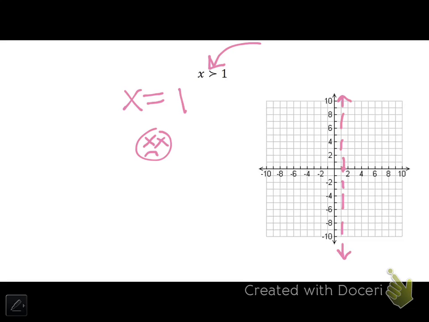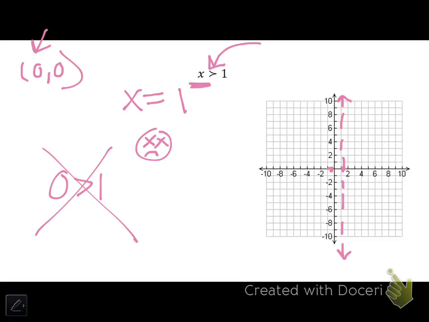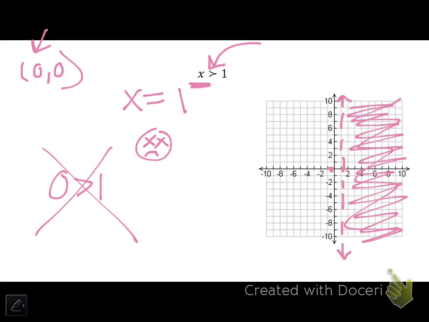Okay, now we got to figure out what side to shade, so let's plug in the 0, 0 point. Okay, it looks like all I have to use is the x, because all I have is an x value to replace. So is 0 greater than 1? No. So we shade on the opposite side, because that means everything on the other side should be true then, because that 0, 0 was not true.